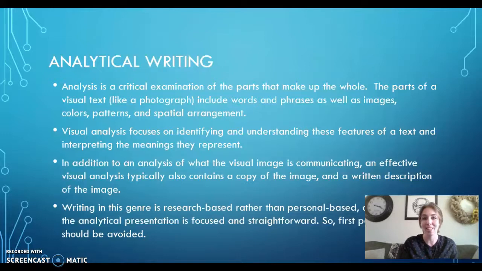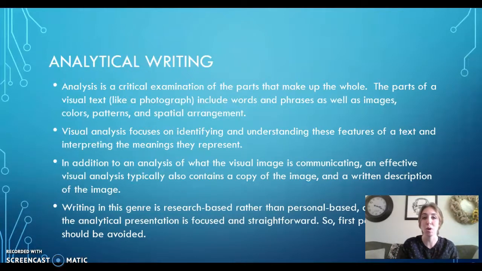We know that nothing happens in a vacuum. Everything has a purpose behind it. And so the images that Peter Menzel chooses to include in his book also have a purpose and a message that they're seeking to communicate. In addition to an analysis of what the visual image is communicating, an effective visual analysis typically also contains a copy of the image and a written description of the image.